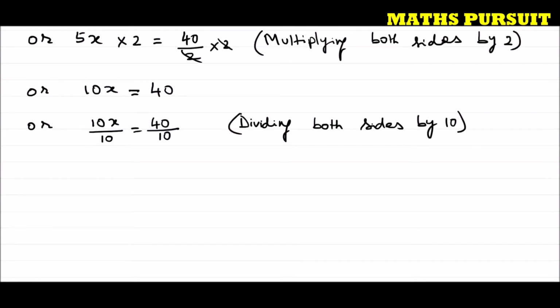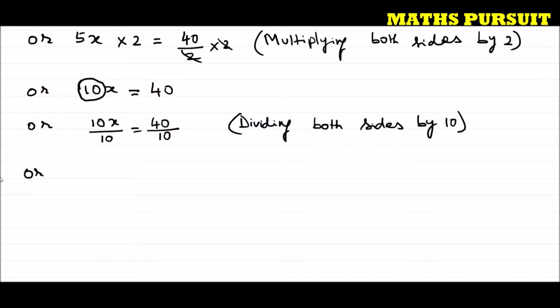I am dividing both sides by 10 because I want to eliminate this 10 from x. If I want to eliminate this 10, I need to divide this 10 by 10. If I am dividing 10 on the left side of the equation, I should also divide 10 on the right side of the equation. For that reason, I am dividing both sides of the equation by 10.